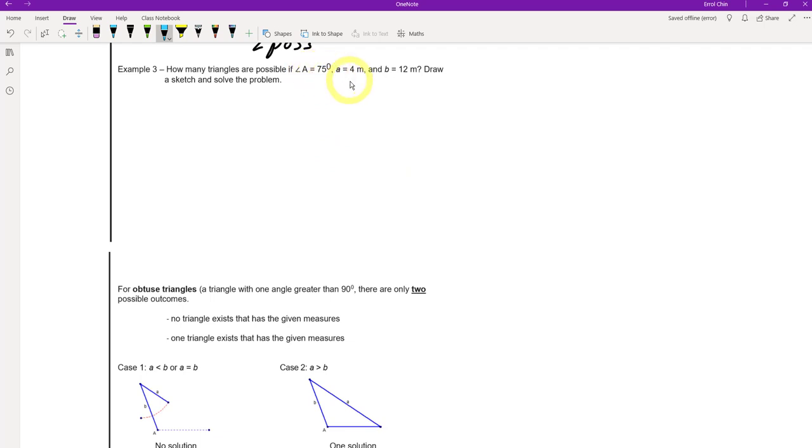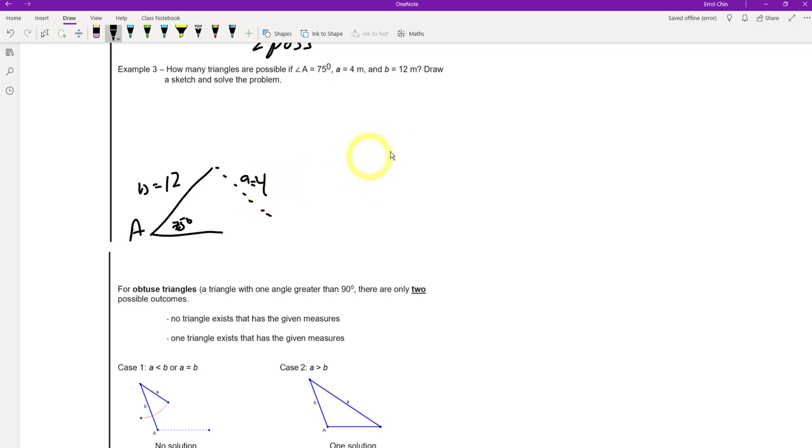Okay? Alright, example 3. It says, how many triangles are possible? Angle A is 75 degrees, length a is 4, and b is 12. So again, we always start off with angle A because it's an ASS. So here's my A. This is 75 degrees, and I'm going to draw a dotted line here. So this is 4, and this is 12. So first thing I always check is, is a bigger than b? Nope. So I'm going to move forward.